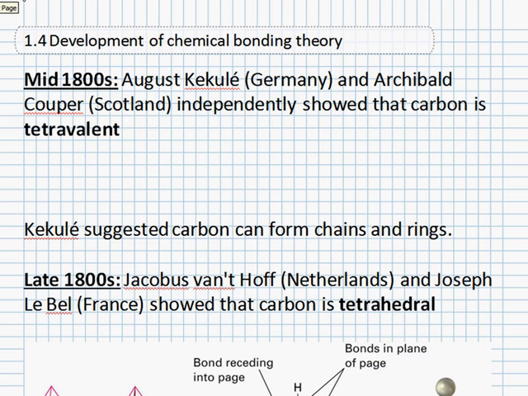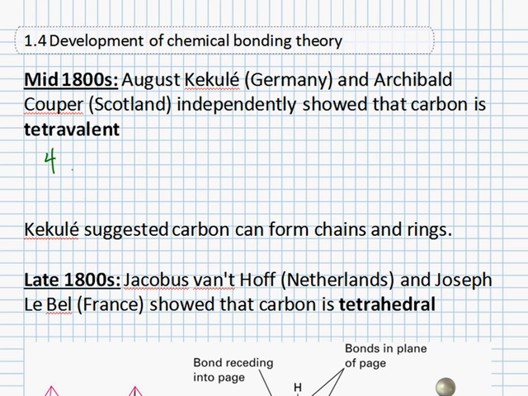All right, the next section here, 1.4, is how chemical bonding theory actually developed. If you think back 150 years ago, two fellows, August Kekulé from Germany and Archibald Couper from Scotland, independently showed that carbon is tetravalent. Tetravalent, what does that mean? Tetra means 4. Valent means valence. So carbon has 4 valence electrons, and it makes 4 bonds.